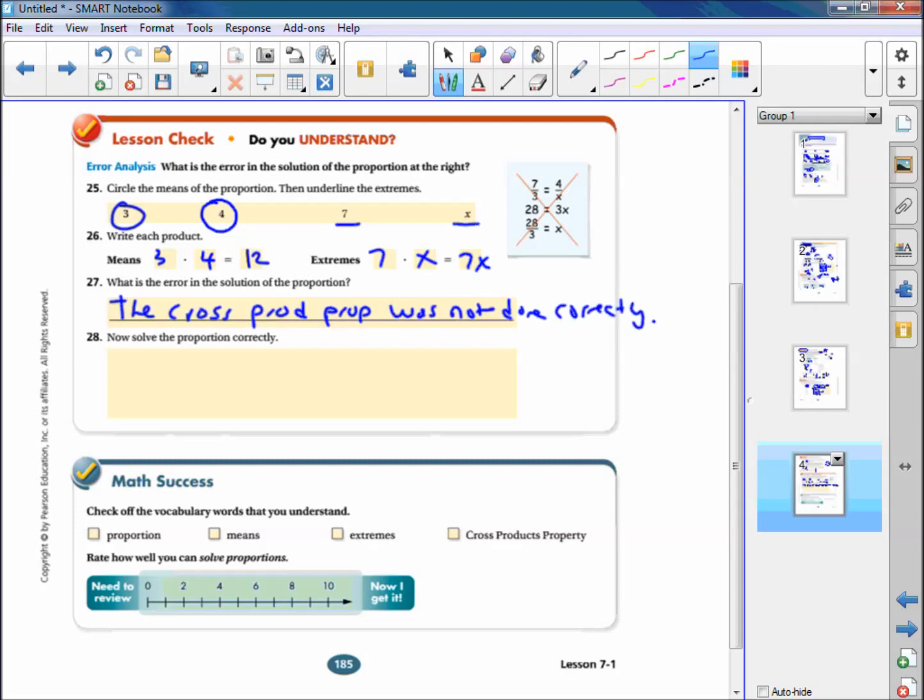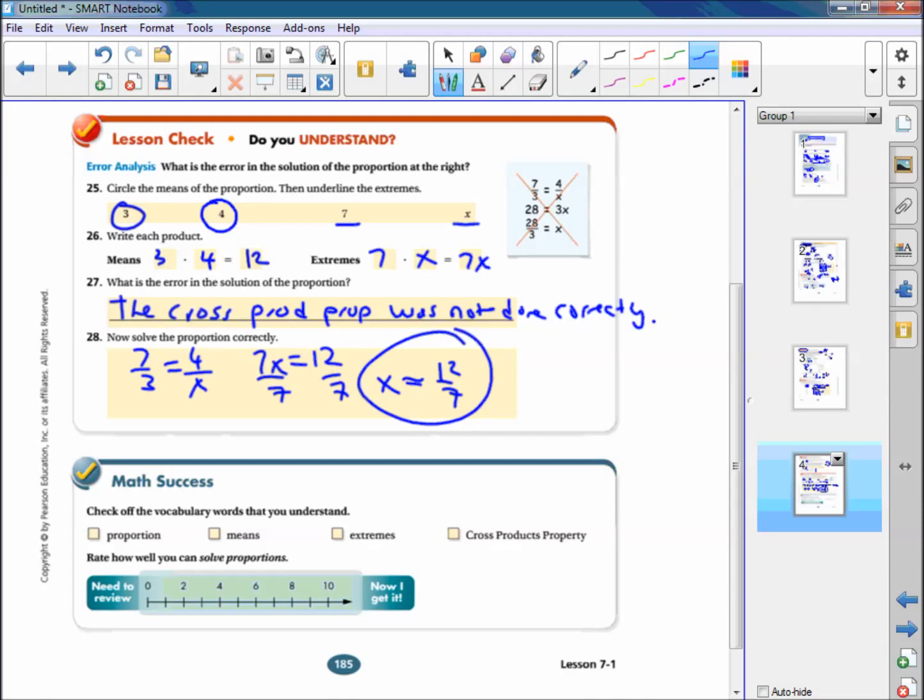Okay, and now we'll solve it correctly. All right, so we had 7 over 3 equals 4 over x. Cross multiply. We have 7x equals 12. Divide both sides by 7. And x is going to be 12 sevenths is fine.